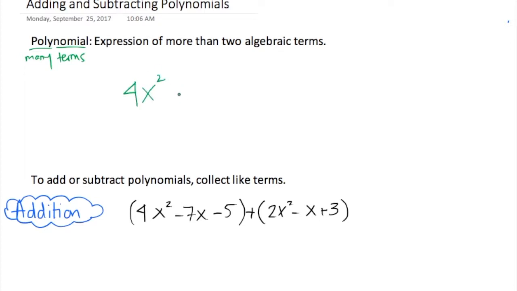4x squared minus 3x plus 2, let's say. This polynomial has 1, 2, and 3 terms. Now in mathematics, normally every term comes with a sign. So here you can say that this first term does not have a sign. Well, if a sign is absent, it is a positive, so we can add that for now.